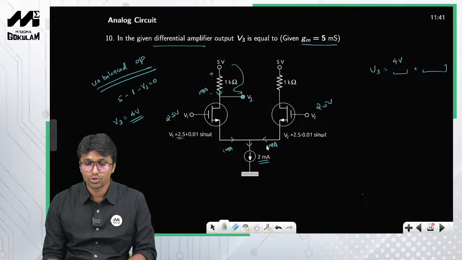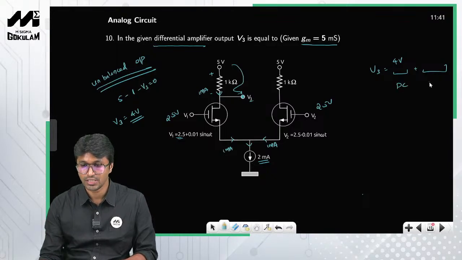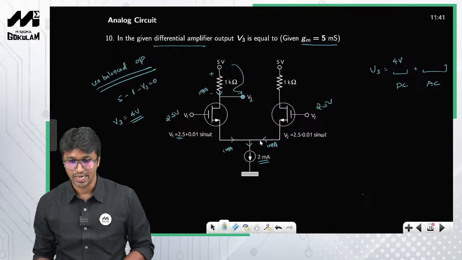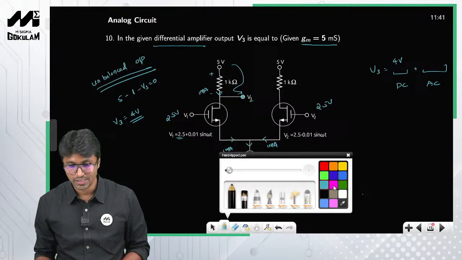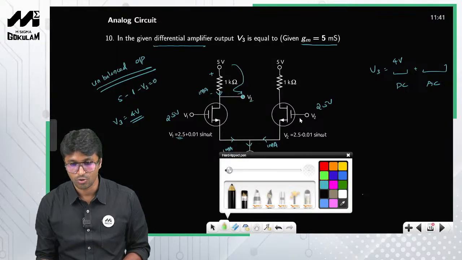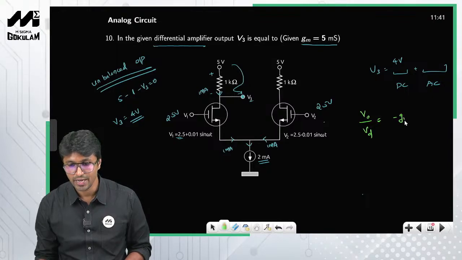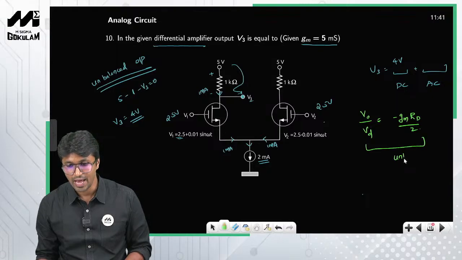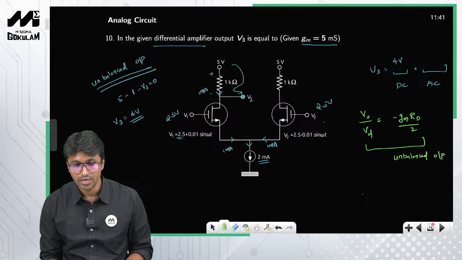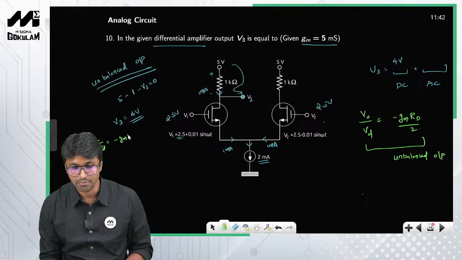Now similarly you have to perform the AC analysis. So this is DC and you have to perform AC analysis, right? If you carefully observe, this is a differential amplifier with unbalanced output. We have already calculated the differential gain for unbalanced output, which is minus Gm Rd by 2, right? Now for balanced output, what is the differential gain? For balanced output, what we have learned is V naught by Vd is minus Gm into Rd, right?